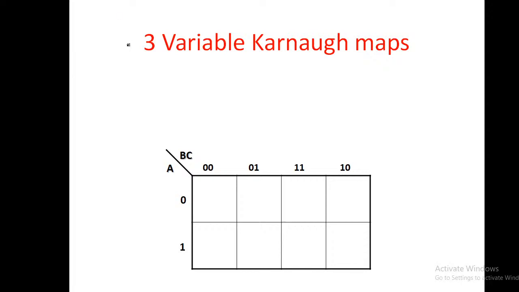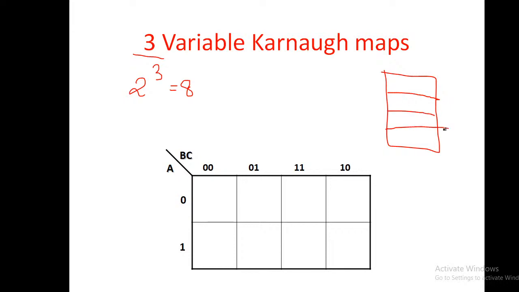Now when you have 3 variables, the number of cells will be 2 to the power 3, that is 8 cells. That's why the orientation is this. In some of the books you will find this the other way also. In different books the patterns are different, so I prefer to use this pattern. Whatever pattern you use, you should find the correct answer. That is the thing.